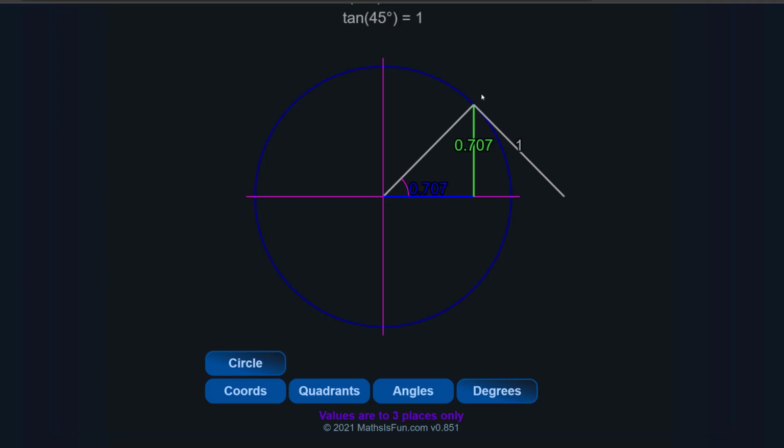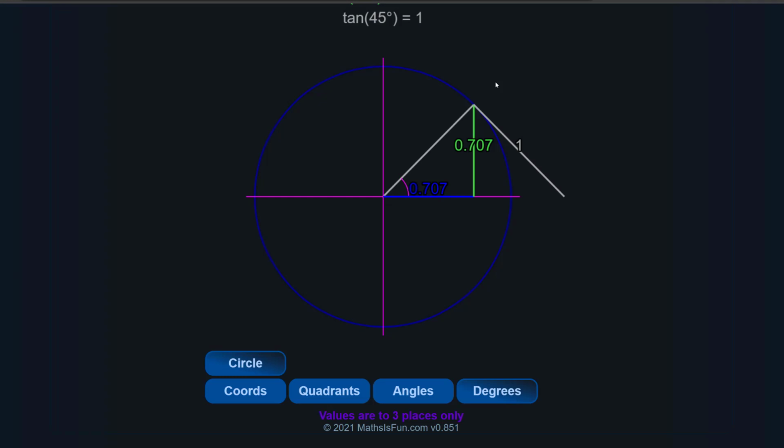Tại vì tam giác này vuông cân, hai cái cạnh bên bằng nhau, cho nên là cái tỷ lệ giữa cạnh đối và cạnh kề, opposite và adjacent, nó là 1. Và các bạn có thể nhìn thấy là cái line màu trắng ở phía bên ngoài này, nó có cái value là 1 đấy. Thì cái value 1 đó nó là cái radian của cái đường tangent.